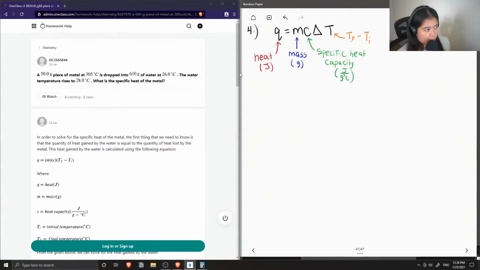Okay, so notice that they give us two different masses. We have the mass of our metal and also the mass of our water. And we also have the initial temperatures of both the metal and the water. So the metal was 305 degrees Celsius and the water was 26 degrees Celsius. And then after the metal was added, the water temperature changed to 28 degrees Celsius.